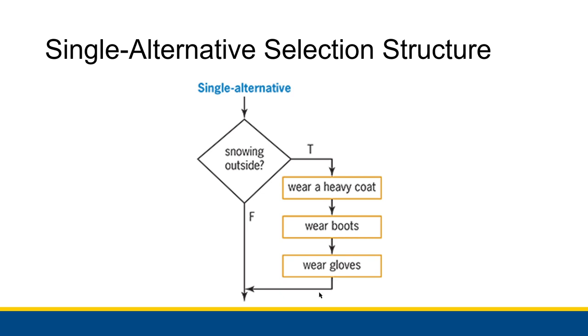And then we meet up with the false path, because the false path just goes on forward to whatever happens after the single alternative selection structure. The true path meets up with it, and then both follow this arrow down here after the whole statement block is done. So that's what the flowchart looks like.